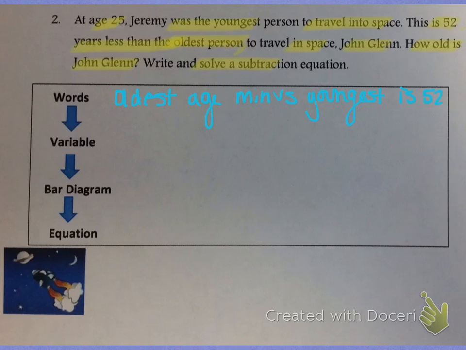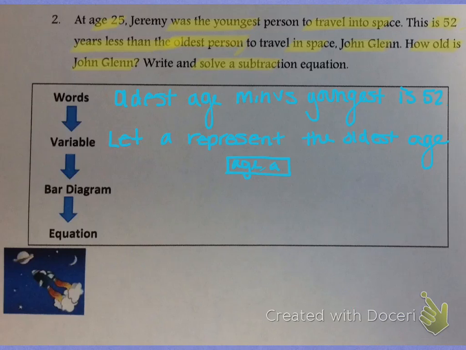Okay, so then our variable, what is our unknown? Our unknown is the oldest age. Okay, so we're going to let A represent the oldest age. And then when we draw our bar diagram, our first diagram, remember, is to show what our variable is. Our variable is age, and it's represented by an A.